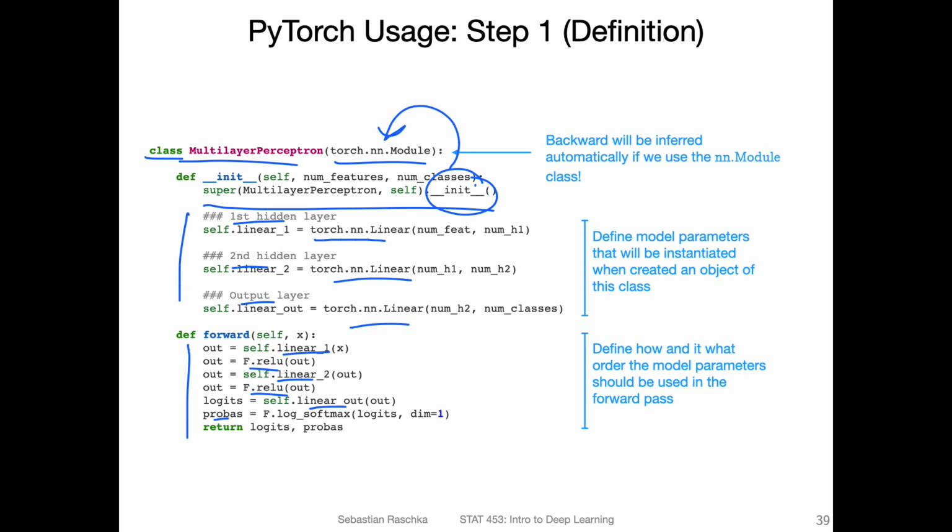We could technically skip this step and only return the logits. It's really just a matter of preference, and we will also discuss what softmax is and what the logits are later in the upcoming weeks. So here I really want to emphasize that in the init method we define model parameters, and then in the forward method we define how and in what order the model parameters are used. So that is just the general outline here.